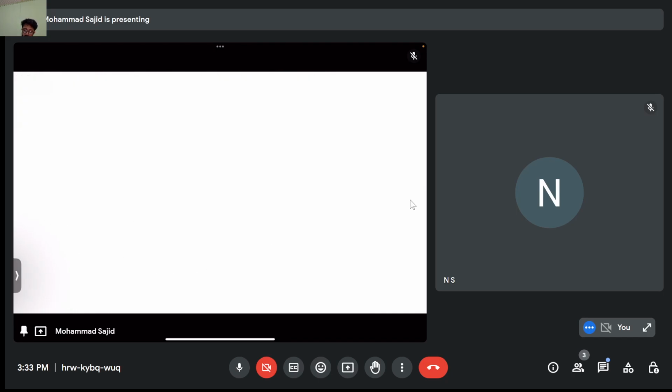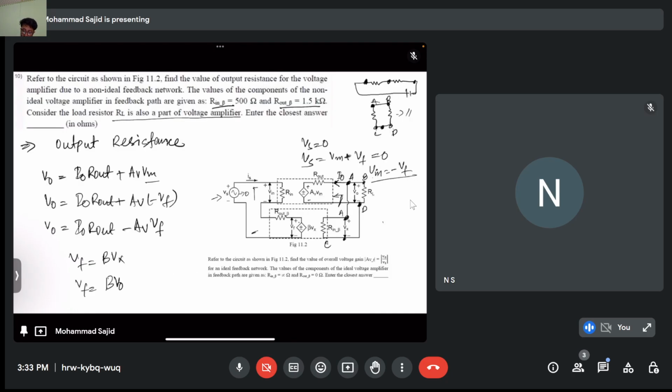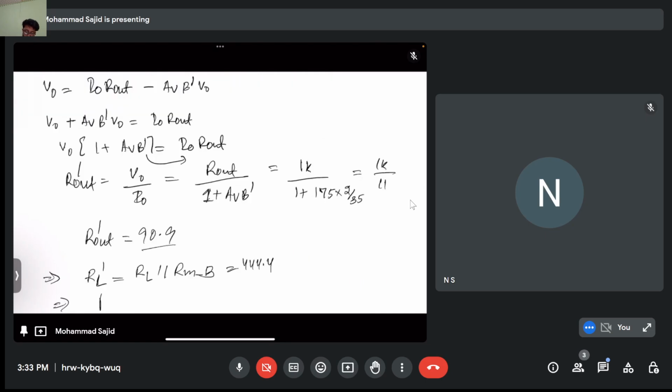Now we have the combined value for your load resistance and you have R out, and these two are also in parallel, right? So your total R out dash will be R out dash parallel RL dash. So that will be 90.9 into 4 divided by 90.9 plus 4.